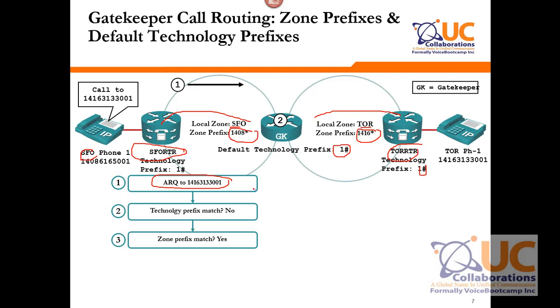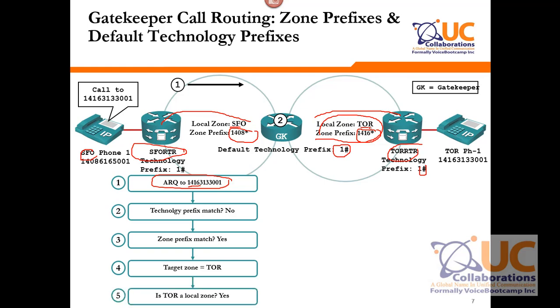Zone prefix match. Well, the Gatekeeper moves to the next step. If the tech prefix doesn't match, the Gatekeeper looks at the zone prefix. So what it does is start analyzing the number from left to right. And it says, okay, does 1416 match any of my zone prefixes? Well, it does. This zone right here. Then it says, is the target zone Toronto? Well, it is, because that particular zone prefix is associated with the local zone called Toronto. Is it local? Yes, it is, because we defined it as a local zone.